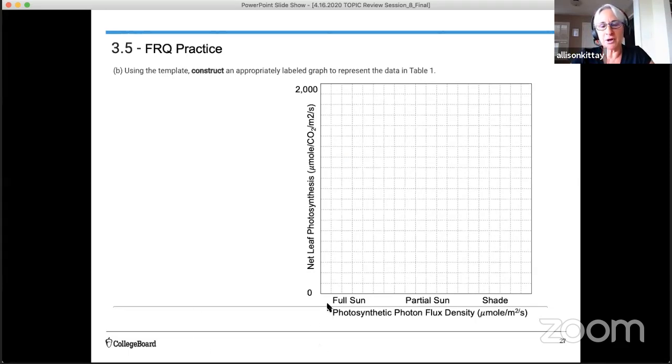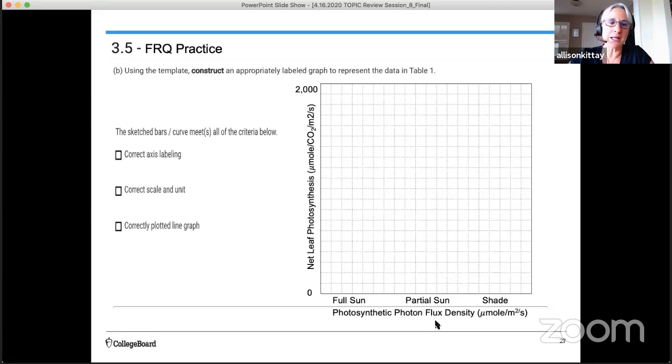And I got us started on the graph grid by indicating the independent variable. And the independent variable is the type of environment, right? So it was grown in full sun, partial sun, and shade. And then I've got my units here of the photosynthetic photon flux density, which is different in each of those conditions. And then my dependent variable, what was measured, which was how much carbon dioxide was fixed, and that's the net leaf photosynthesis in micromoles of carbon dioxide per meter squared per second.